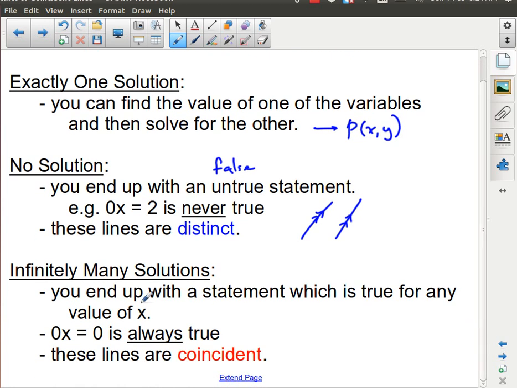And for infinitely many solutions, you end up with a statement which is always true for any value of x. Or another way of thinking of this is it just doesn't have any x's or y's in it. So 0x equals 0 because 0 times x is always 0, so 0 equals 0. That's always true. And these are coincident lines. These are two lines that lie on top of each other.